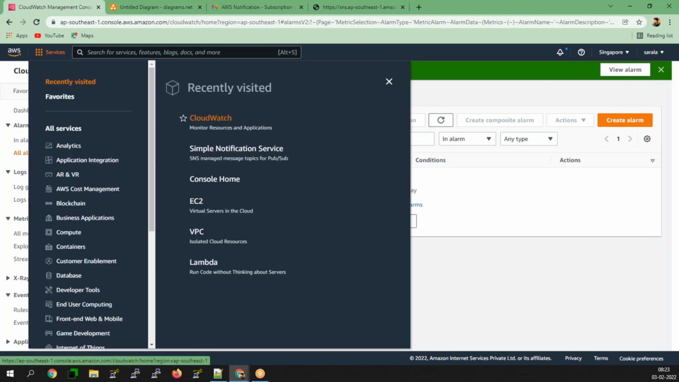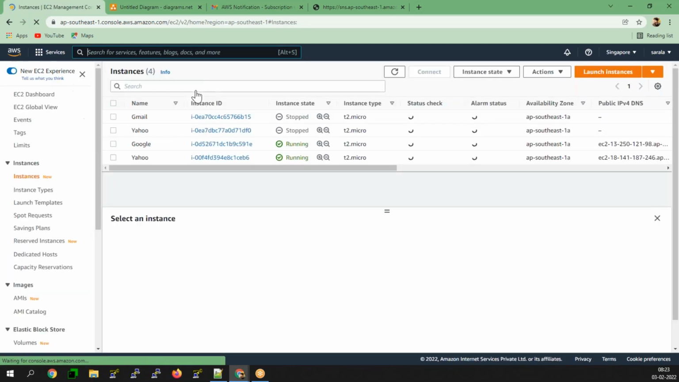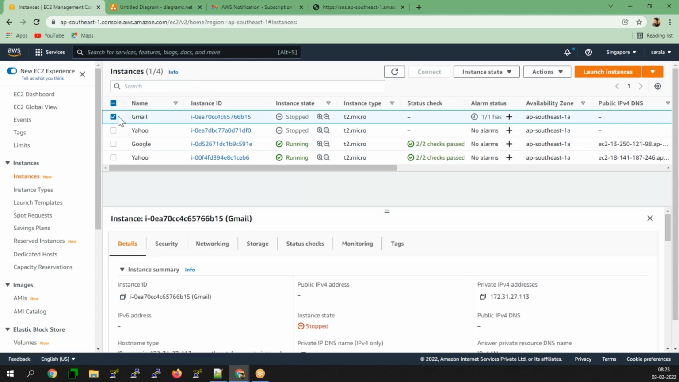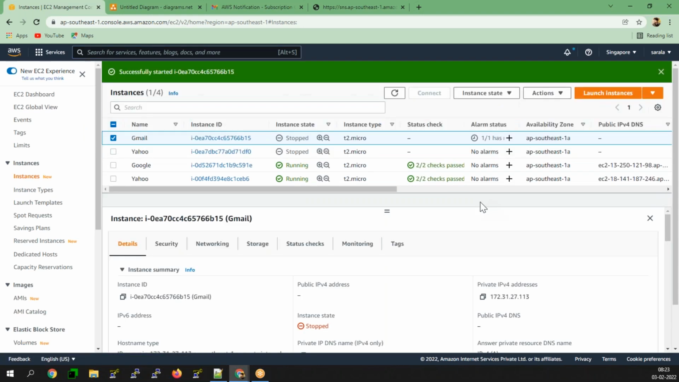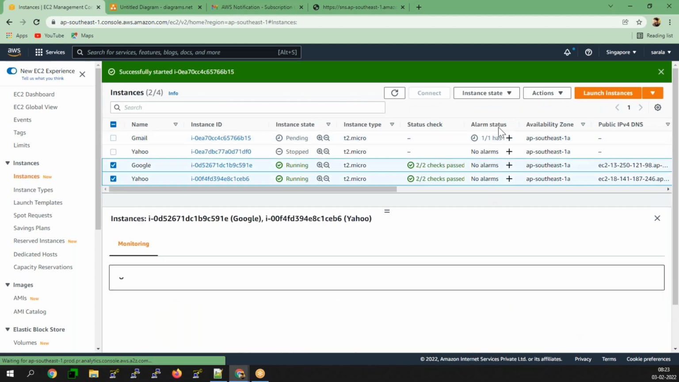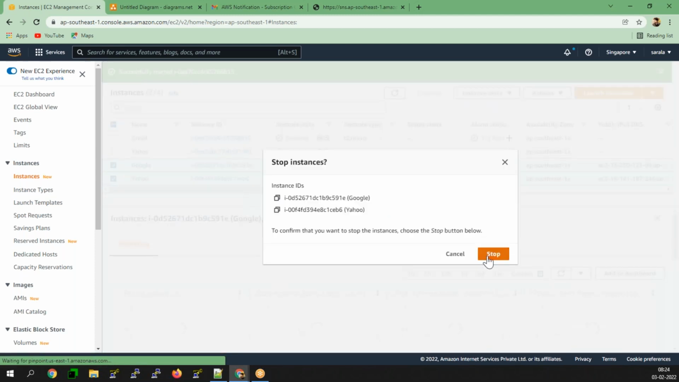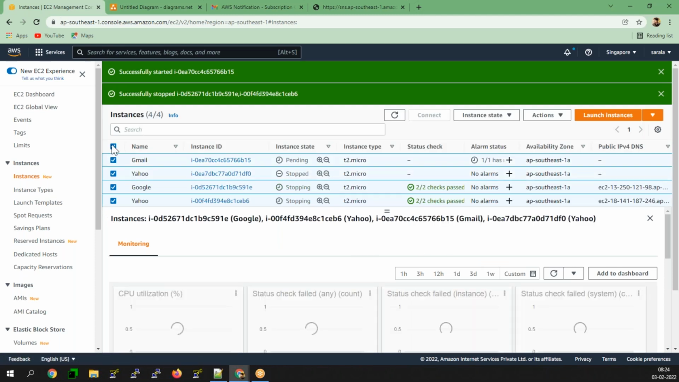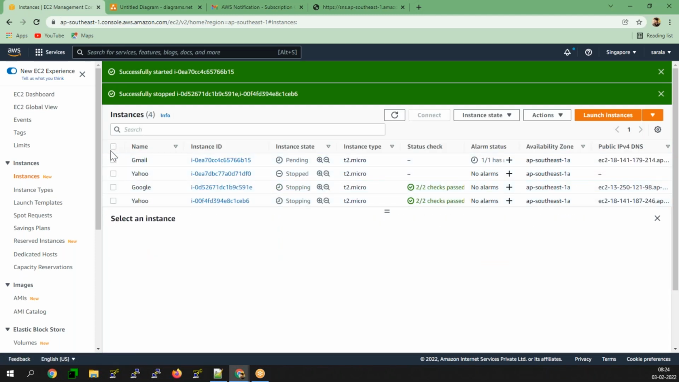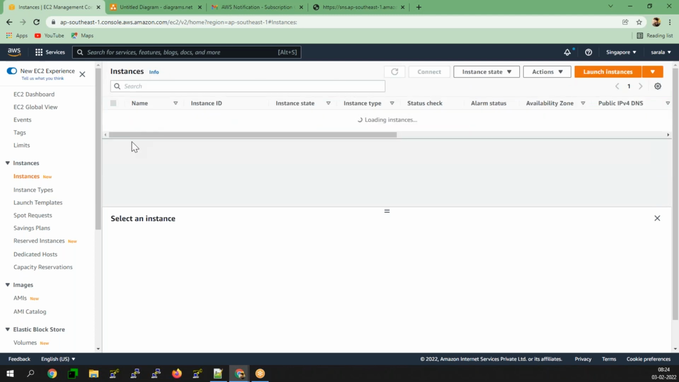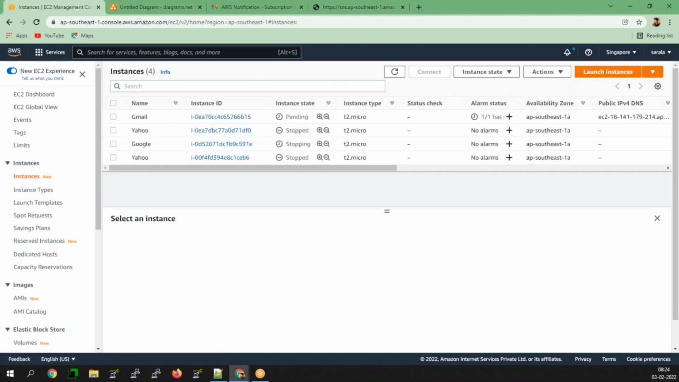So now here you need to start the instance named Gmail. You need to start it, because to get the alarm synchronized between your CloudWatch and the EC2 instances, you need to enable the respective EC2 instances here. So we'll see how it's going to happen.